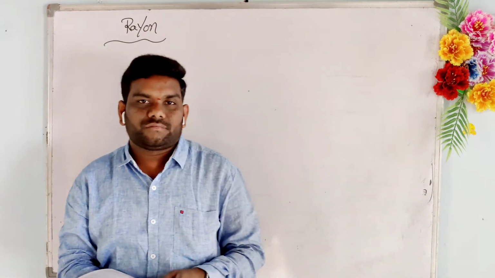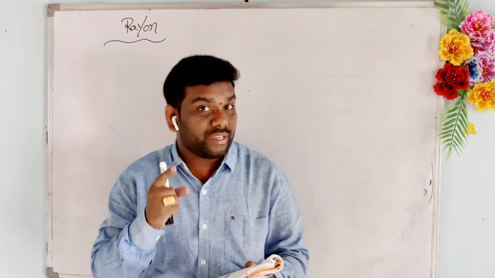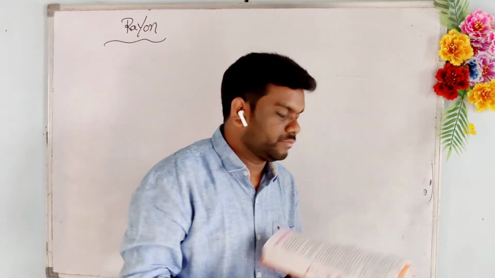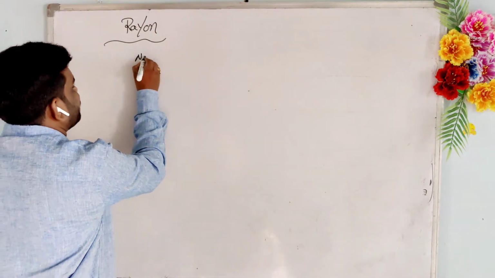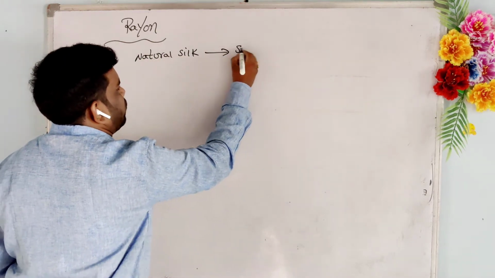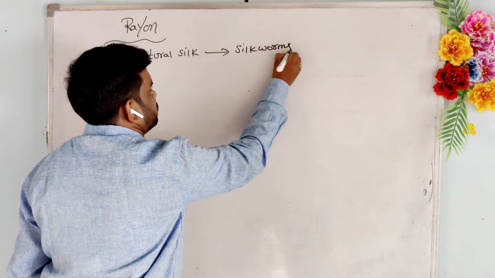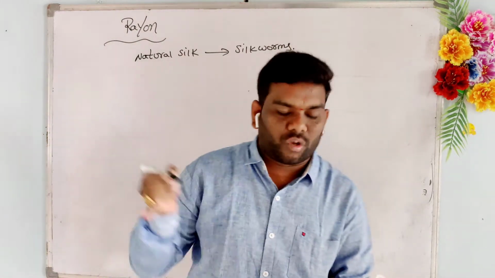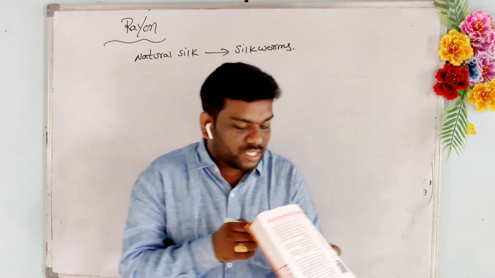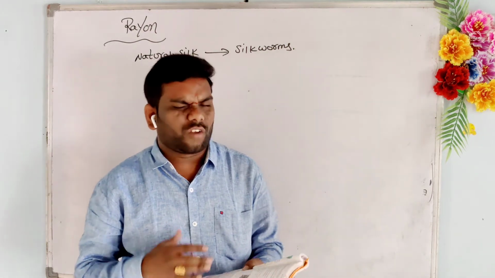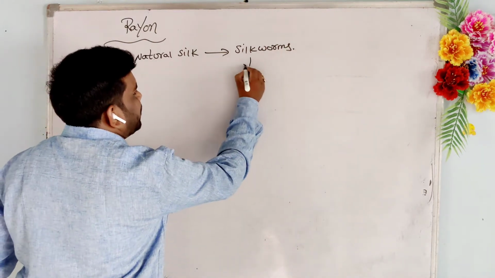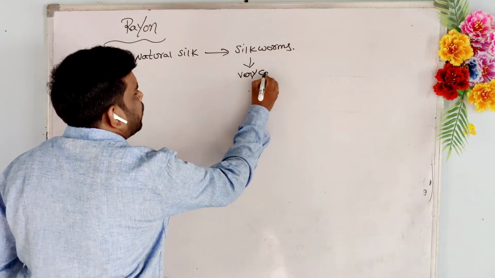We know that natural fibers means natural silk, which is obtained from silkworms. Yeah, natural silk. This is obtained from silkworms. Please listen carefully. So in our textbook, page number 49, first paragraph. So these fabrics of silk are very costly. Such fabrics of silk are very costly.